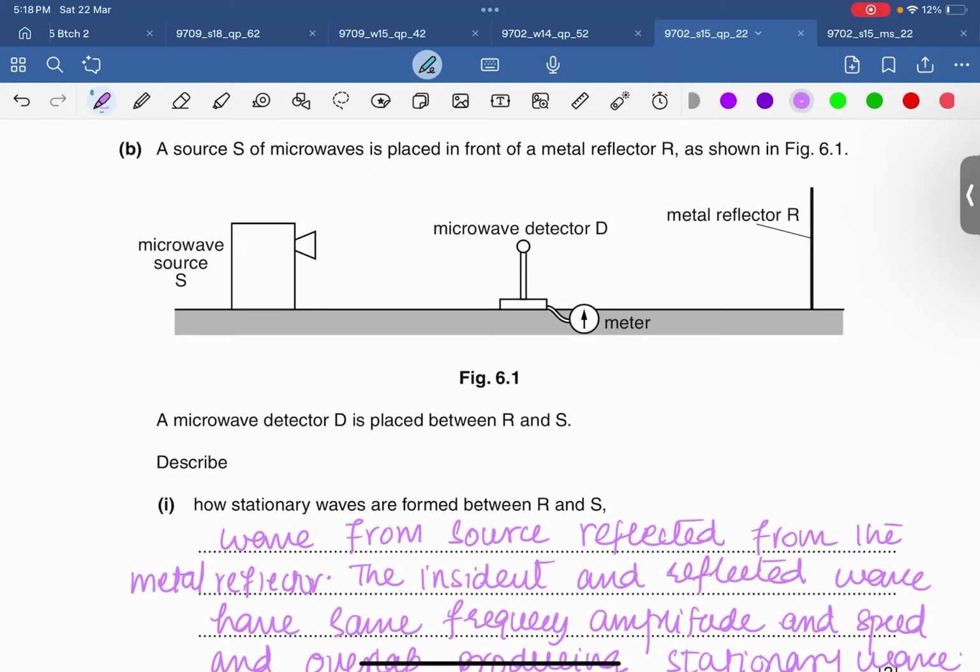It will be a node, but come back to its original, and when it becomes an antinode, it will move. But you have to move this detector for that. Okay, do you understand? You have to mention that it moves as well.